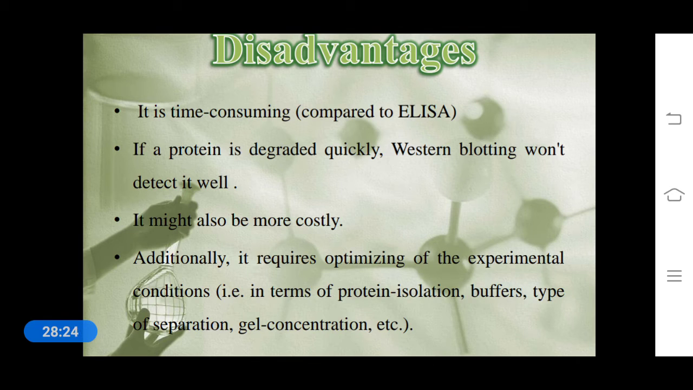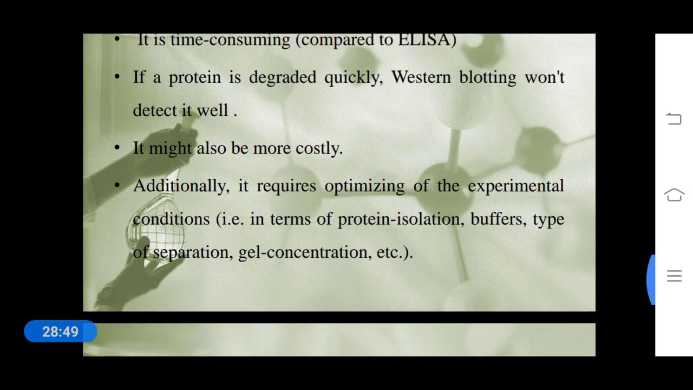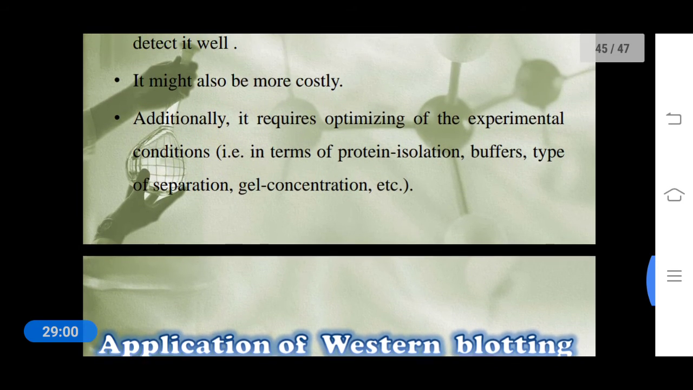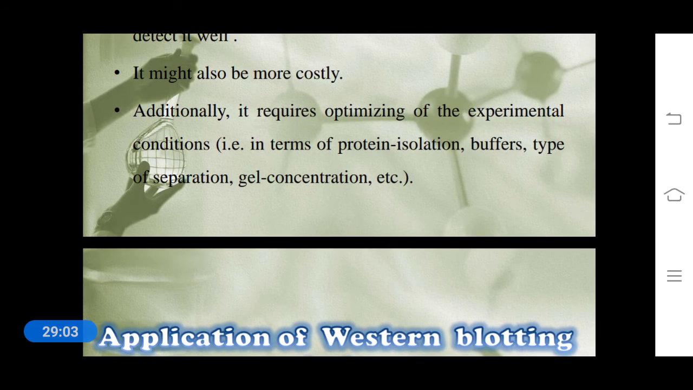It is also more costly when compared to ELISA, and additionally it requires optimizing of the experimental conditions in terms of protein isolation, buffers, type of separation, gel concentration. Everything should be perfect, and it requires all optimum conditions for the Western blotting experiment.